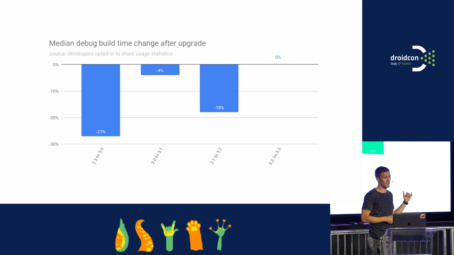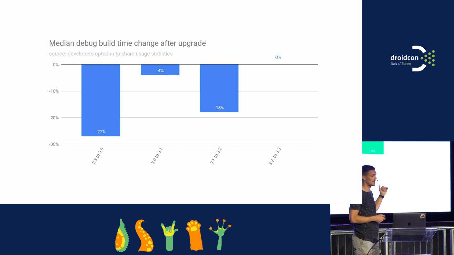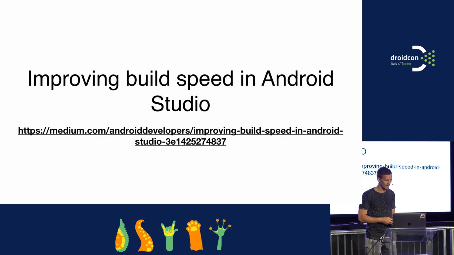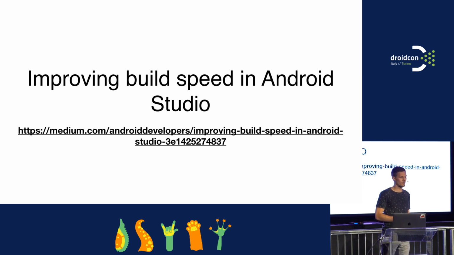Also, what you can see here is the median debug build time after changing some code. So how long it takes that you actually can debug. And from Gradle 2.3 to 3.0, it was actually 27%. With the other releases, not so much, but it gave you really, really huge build speed improvements with almost no effort. If you're interested in more about this, you can read this article that they recently published.